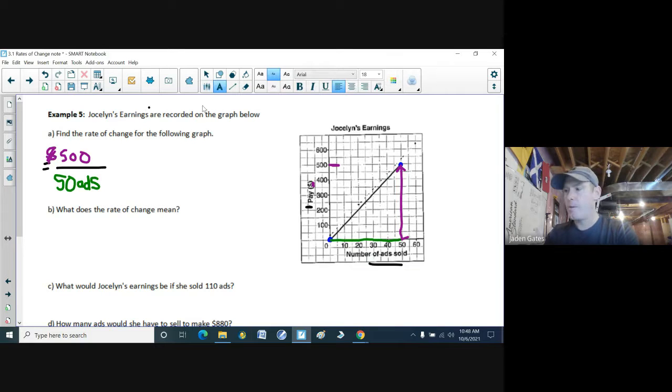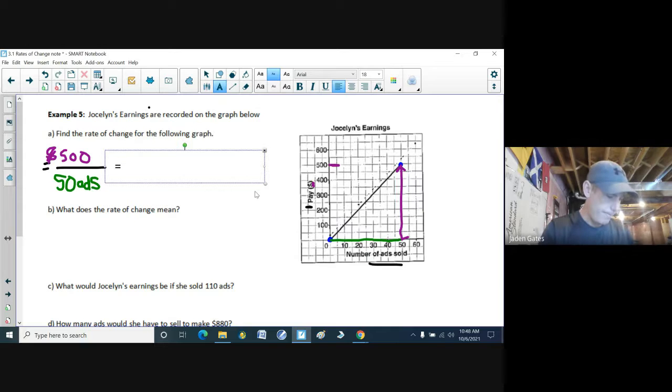All right, so now I'm going to divide my two numbers and put some units in. All right, so let's see. I take 500, divide it by 50. I get 10. All right. And what are the units here? On the top is dollars. Okay, so dollars. And division again is per. And on the bottom we have ads, $10 an ad.